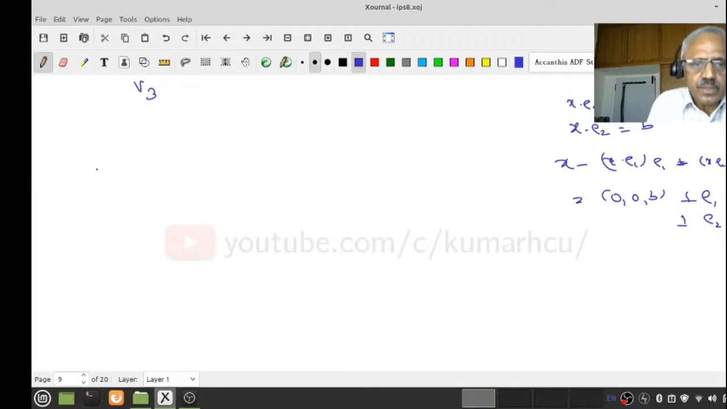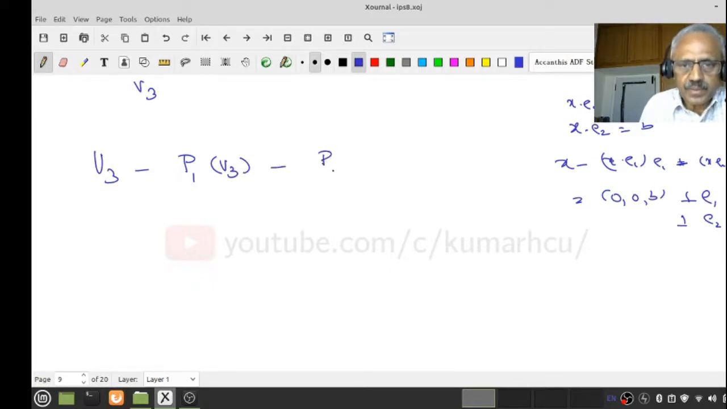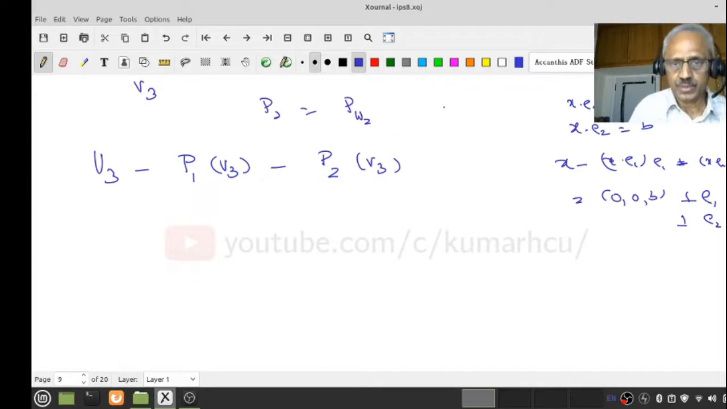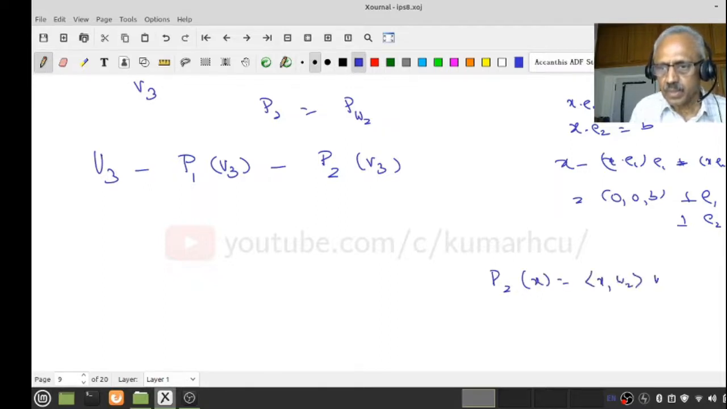Okay, therefore from V3 what do I do? I start with V3 minus P1 of V3, minus P2 of V3, where P2 is the projection with respect to W2, not with respect to V2. You understand that? What is P2 of X? This is <X, W2> W2 by <W2, W2>.